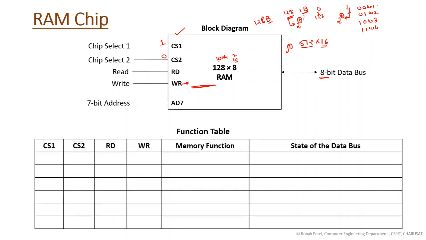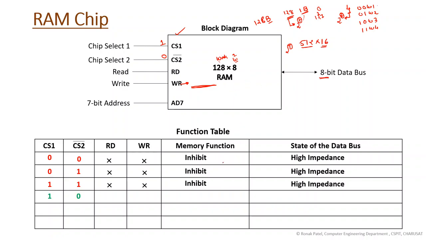Now let's see the function table and how this chip is working. If the chip select inputs are anything other than 1 and 0, that is 0 0, 0 1 or 1 1, it doesn't matter what the read and write are. The memory function is inhibit, and the state of the data bus will be high impedance, meaning no use of it. It works like an open circuit. But if it is 1 and 0 and your chip is enabled, and you are not giving any read or write, meaning both are 0, then also the memory function is inhibit, it works like an open circuit, and the data bus is in high impedance state.